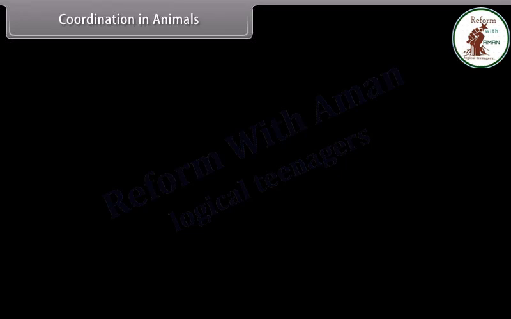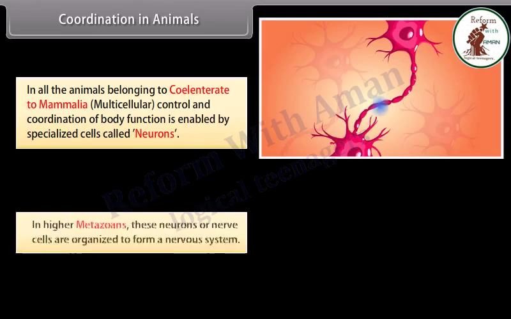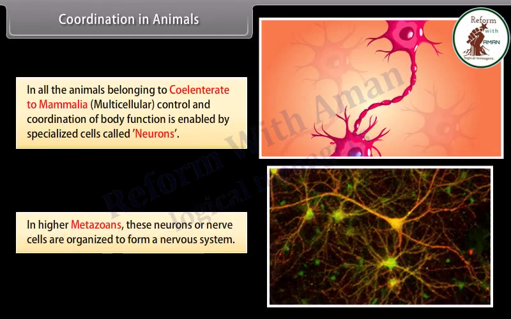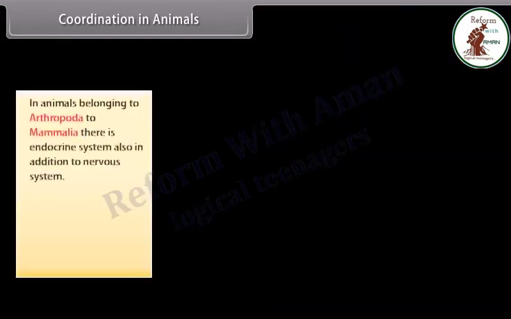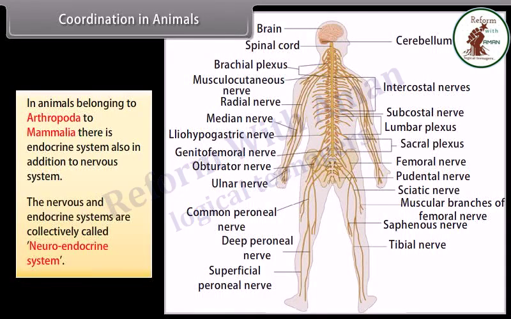Coordination in animals. In all the animals belonging to Coelenterata to Mammalia, multicellular control and coordination of body function is enabled by specialized cells called neurons. In higher metazoans, these neurons or nerve cells are organized to form a nervous system. In animals belonging to Arthropoda to Mammalia, there is an endocrine system also in addition to the nervous system. The nervous and endocrine systems are collectively called the neuroendocrine system.